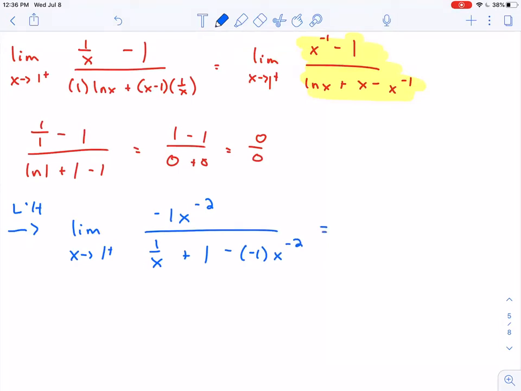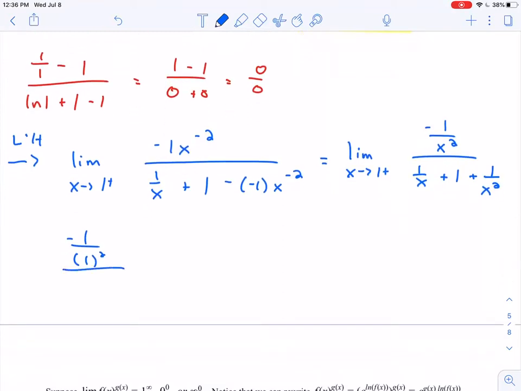Looks like we might be getting somewhere here. I'm going to rewrite this. Limit as x approaches 1 from the right-hand side. This is really negative 1 over x squared divided by 1 over x plus 1 plus 1 over x squared. Let's try taking 1. Let's see what we get this time. Let's plug it in. Negative 1 over 1 squared. Hopefully we get an answer because I'm out of room here. Divided by 1 over 1 plus 1 over 1 squared. This is really negative 1 over 1 plus 1 plus 1. Hey, look at that. Negative 1/3.